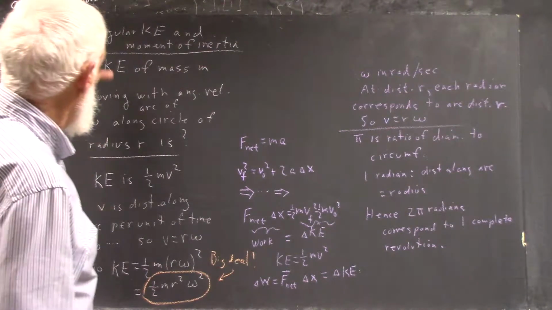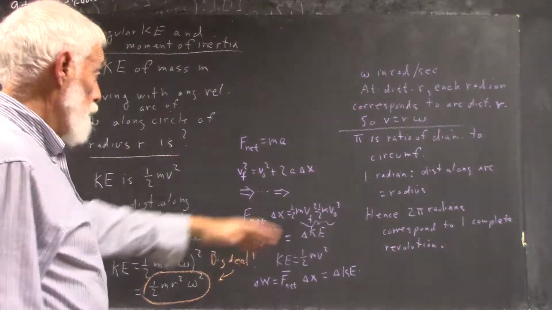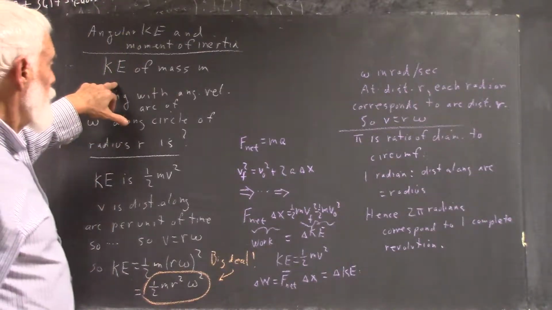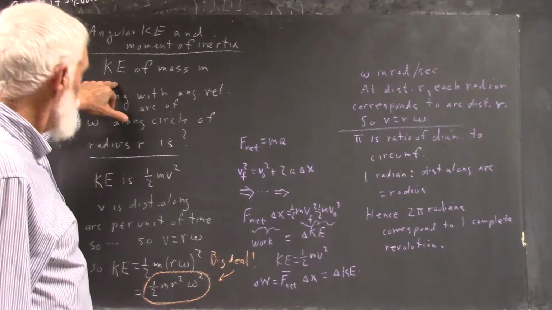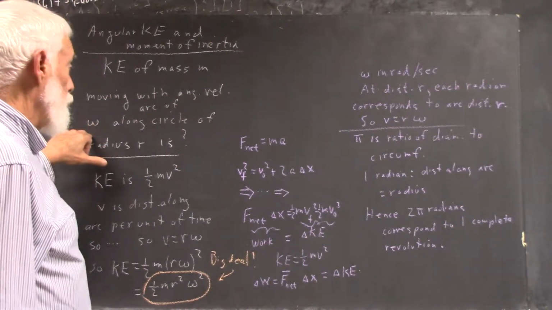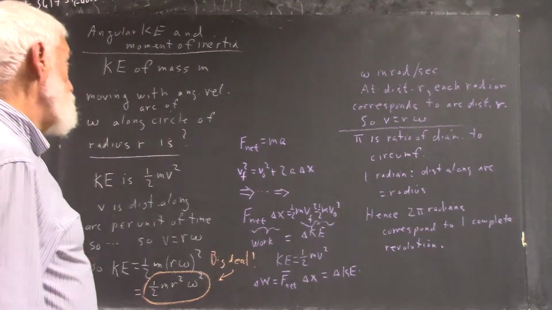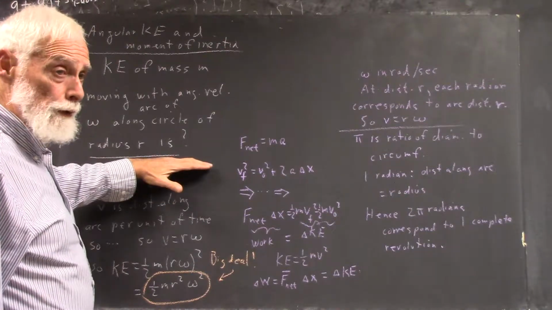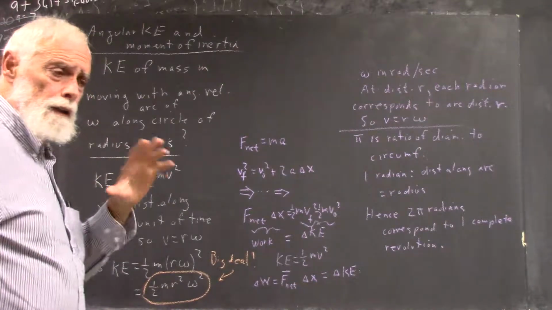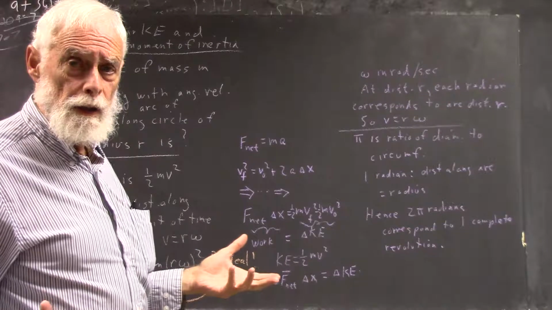Okay, we talk about angular kinetic energy and moment of inertia. And in class, it took a long time to get through this, okay? Now, we want an expression for the kinetic energy of a mass m moving with angular velocity omega along the arc of a circle of radius r. Okay, well, that should be a quick answer. And there isn't, because in the first place, nobody seemed to know what the expression was for kinetic energy.